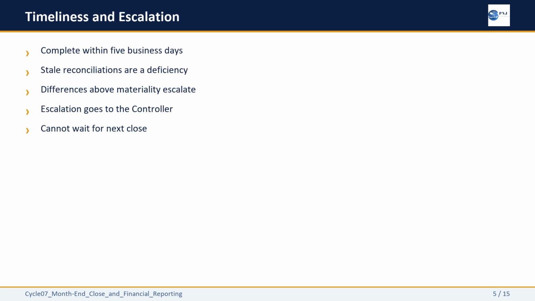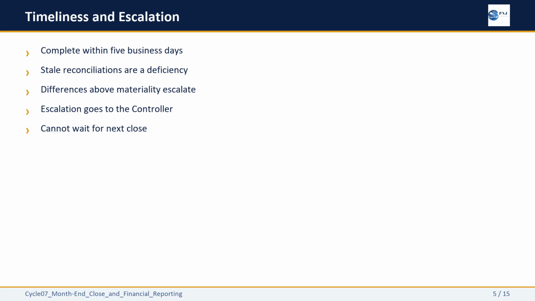A reconciliation that is late or stale is almost as bad as no reconciliation at all. Why? Because the close calendar depends on timing. Reconciliations must be completed within the deadline, typically within 5 business days of period end. A reconciliation that was not updated for the current period is a stale reconciliation, and that is a significant control deficiency, not a minor housekeeping issue.